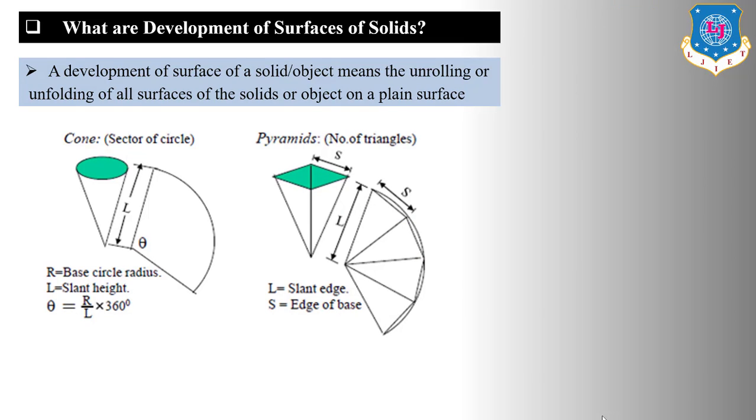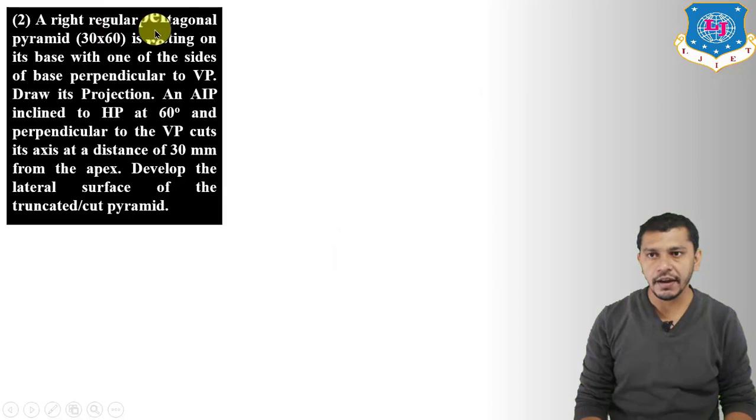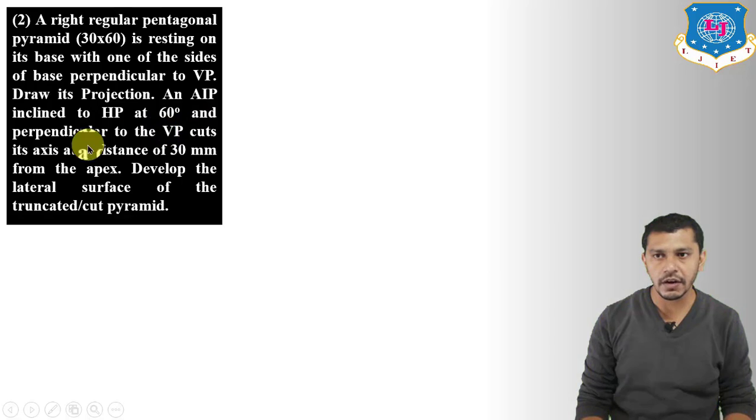Now let us see an example of the solid object in which radial development is possible. A right regular pentagonal pyramid, 30 into 60, that means 30 is its base edge length and 60 is the axis height, is resting on its base with one of the sides of the base perpendicular to VP. Draw its projections. An AIP inclined to HP at 60 degrees and perpendicular to the VP cuts the axis at a distance of 30 mm from the apex. Develop the lateral surface of the truncated pyramid.